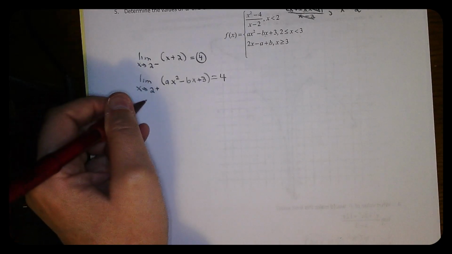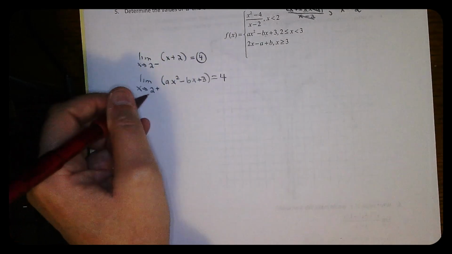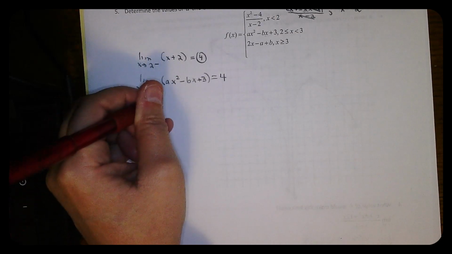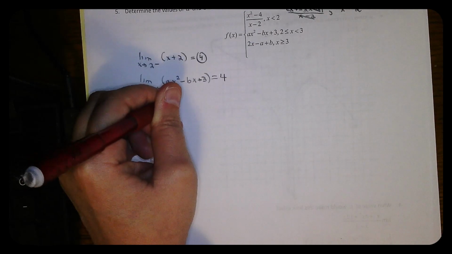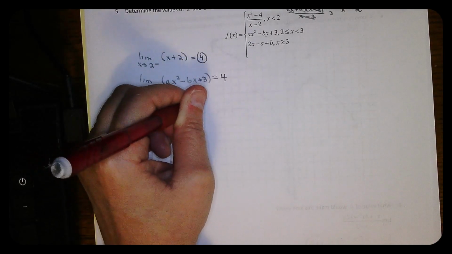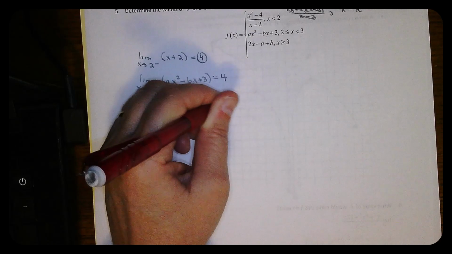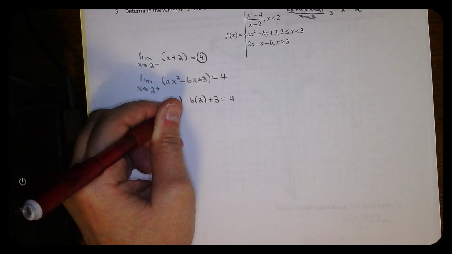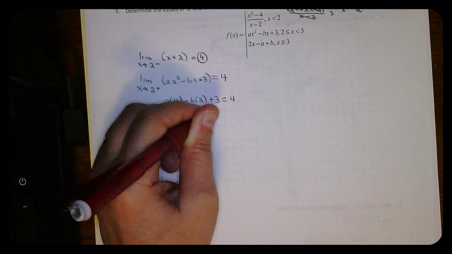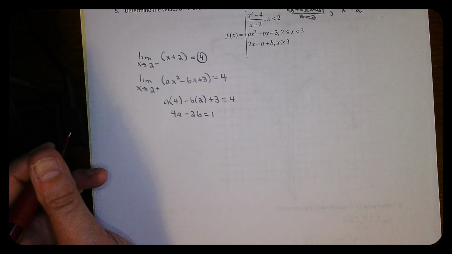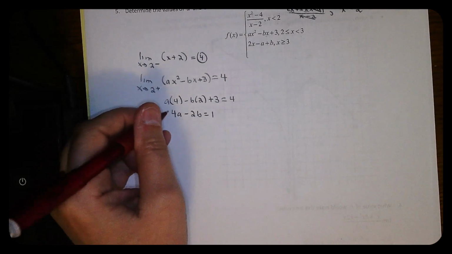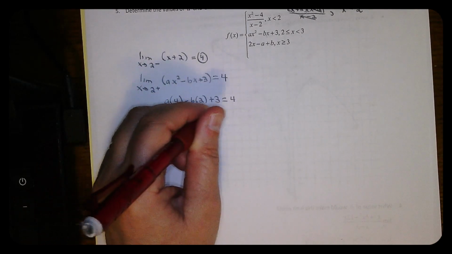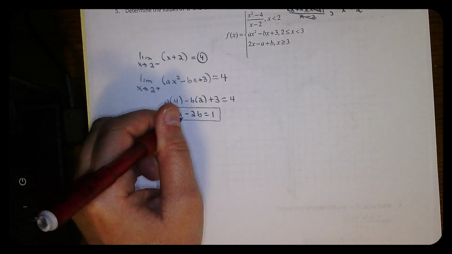Okay, so how do I find that limit? Well, this is a polynomial. I can just direct substitute 2 in there. So when I do, I get a times 2 squared is 4 minus b times 2 plus 3 equals 4. Okay, so I have two unknowns, 4a minus 2b equals 1. All right, so I know that's true. This is tricky, but I'm stuck because I have two unknowns.